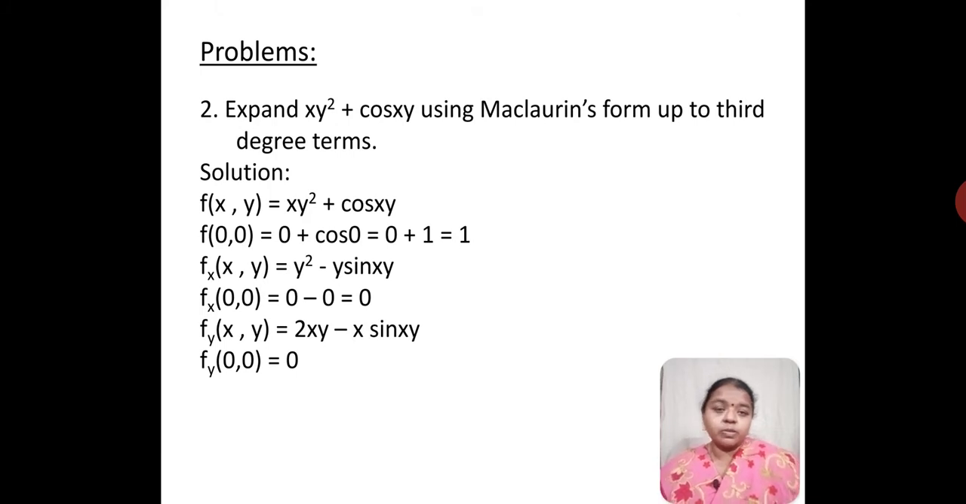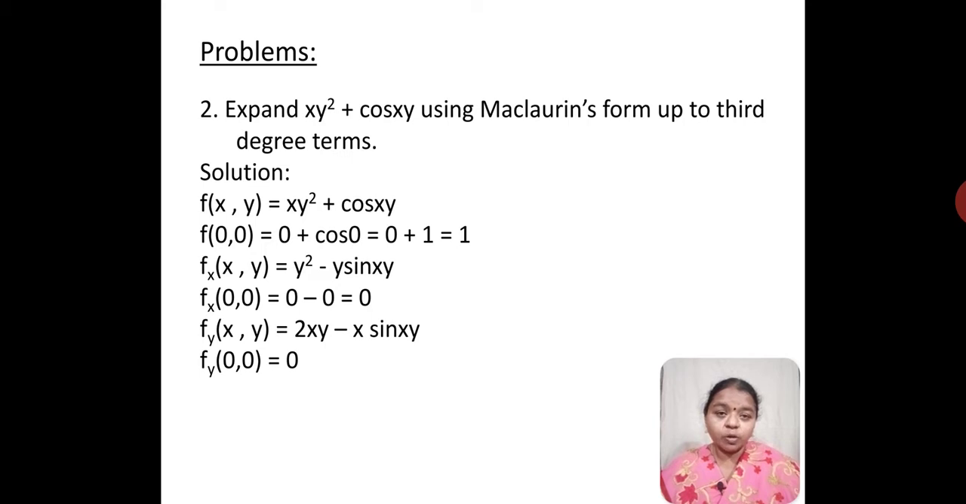The next problem is expand xy square plus cos xy using Maclaurin's form up to third degree terms. So here one more order term increases. So the given function is f of x comma y is equal to xy square plus cos xy. Put x is equal to 0, y is equal to 0. You know cos 0 is equal to 1. So your answer is 1.